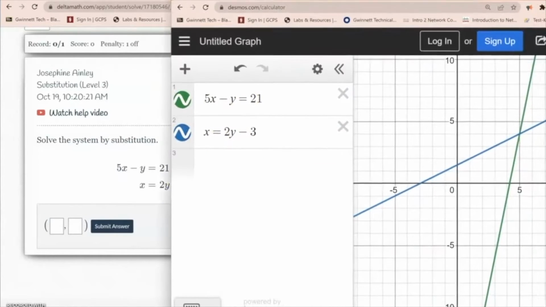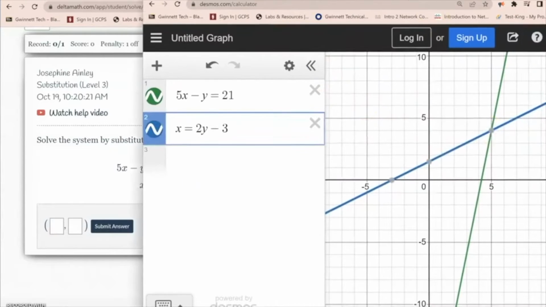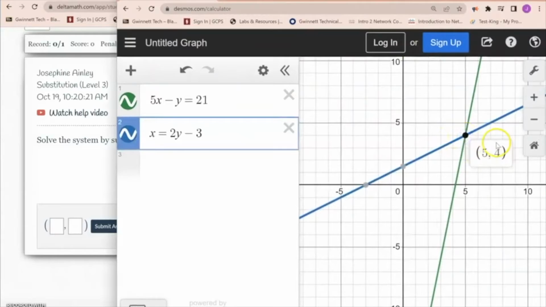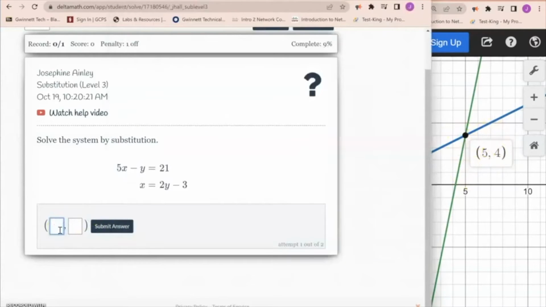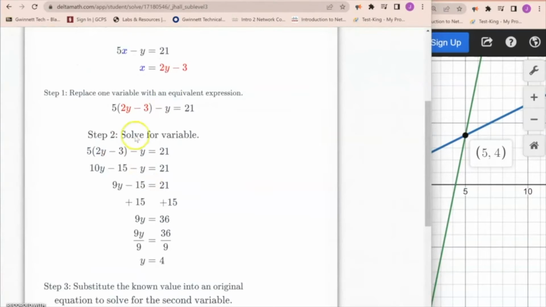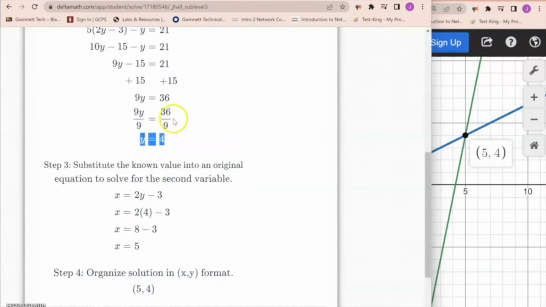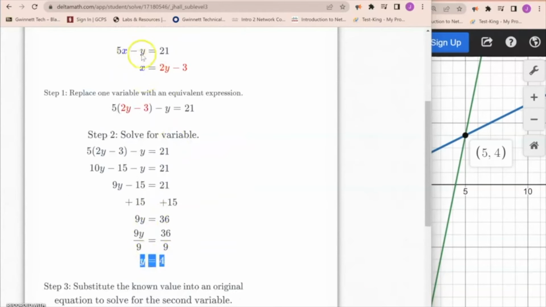The solution is always going to be the intersection. So you can literally just click on it on Desmos and it'll tell you what it is. So my solution is 5, 4. Now we can obviously do this by hand. In fact, I'm going to get it wrong so that I can show you. You're substituting this part into x. So substitute this part where you see x. You take this and put it in here, and then you distribute and solve the equation to get y equals 4.